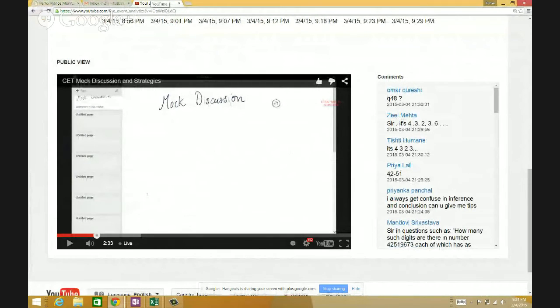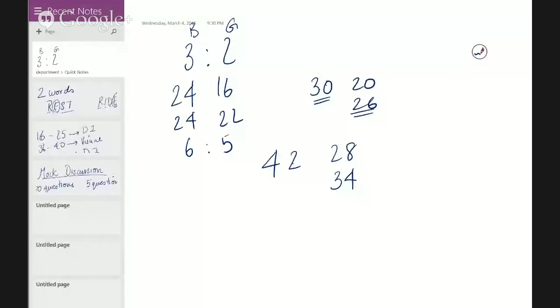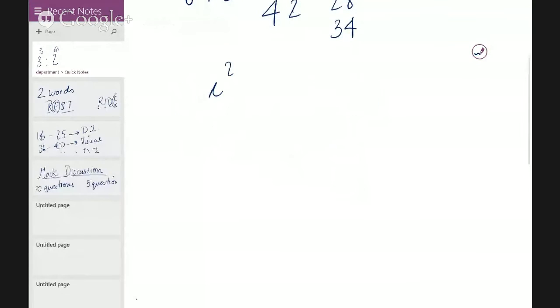Question 48, I'll come to that. I'll come to individual doubts later. Just give me a moment. X square minus 7x plus 12. Find the value of x. That's too easy. X square minus 7x plus 12 gives x as 3 and 4.